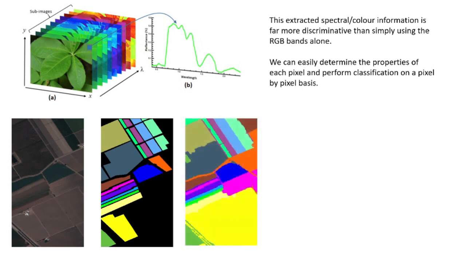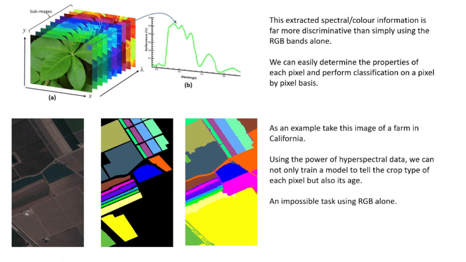And using a hyperspectral framework we developed at the CCIMI, we can very easily classify not only the different types of crops, but also we can start to work out the crop ages just from a satellite photo, an impossible task using RGB alone. And I hope I have now motivated why we use hyperspectral imaging.